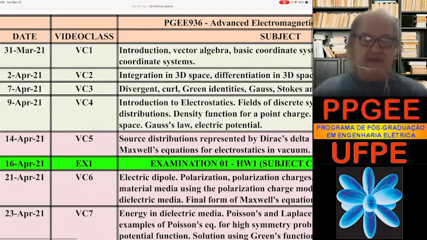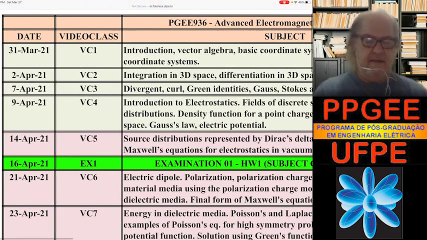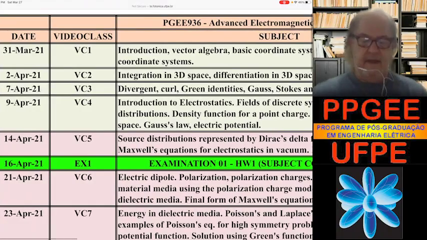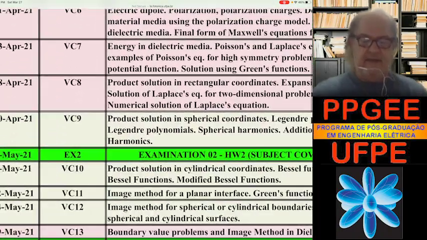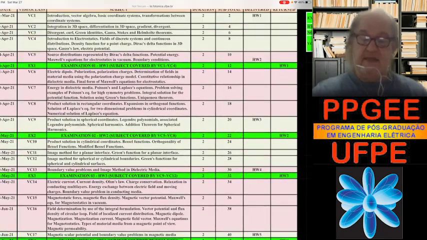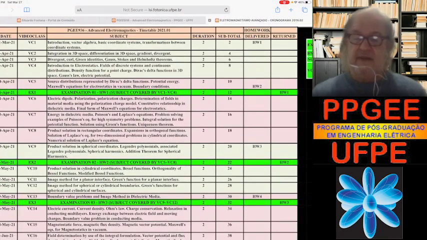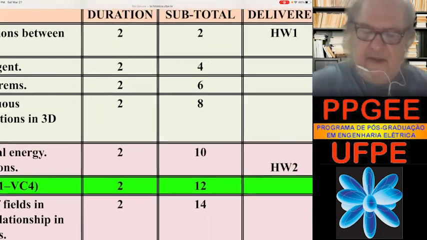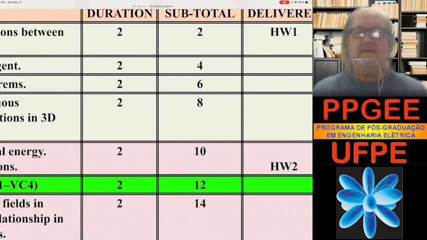So we have the first examination, for instance, on April 16, and so on. We have the distribution of examinations, number of hours on the average, but as I mentioned to you, we are going to have a non-linear course. So some classes will be less than two hours, others will be two or more, and so on.